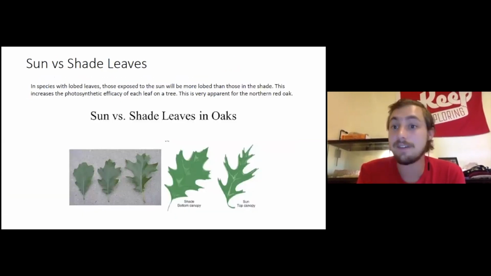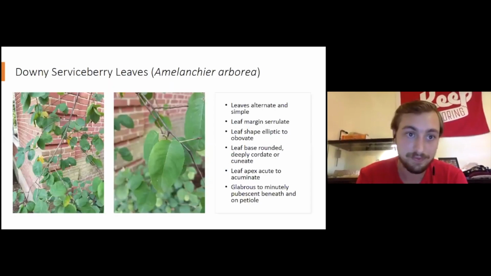So again, I have this slide in here because it's been in our other ones. Now, the sun and shade leaves are very apparent in our canopy trees, where there are very strong differences in the amount of sunlight each leaf is receiving. Because understory trees are in the shade, primarily they don't really have sun versus shade leaves. But again, it's always a good reminder that this can be very apparent in our canopy trees.